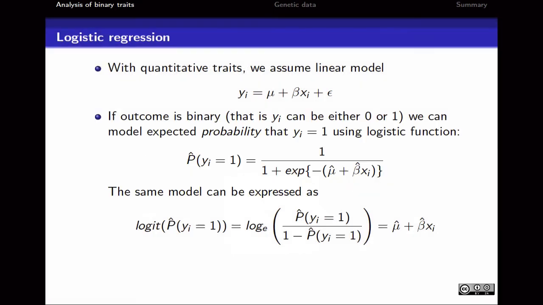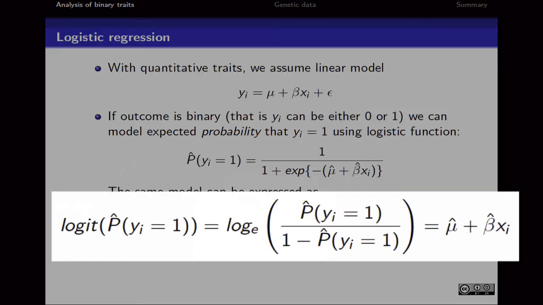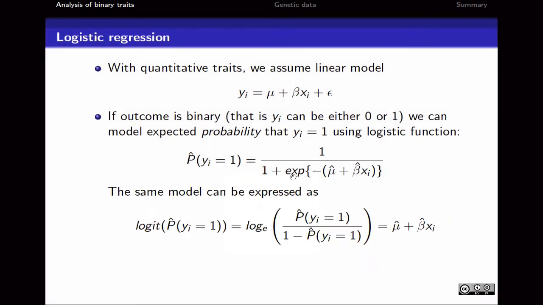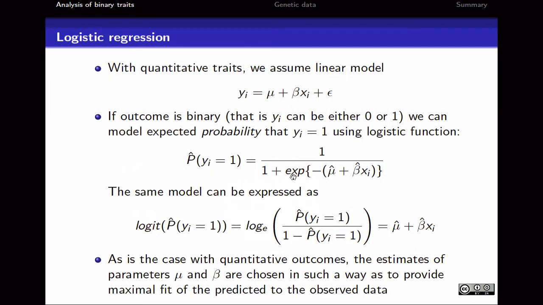And the same model actually could be expressed, it's exactly the same model, but on the logit scale. So we say the logarithm of the ratio of the probability of being 1 divided by 1 minus the probability of being 1, which is the probability of being 0, is predicted by a linear term. So the above and below expressions are actually exactly the same. Also, as was the case with quantitative traits, the estimates of the model parameters, intercept and beta, are chosen in such a way as to provide a maximal fit of the predicted to the observed data.